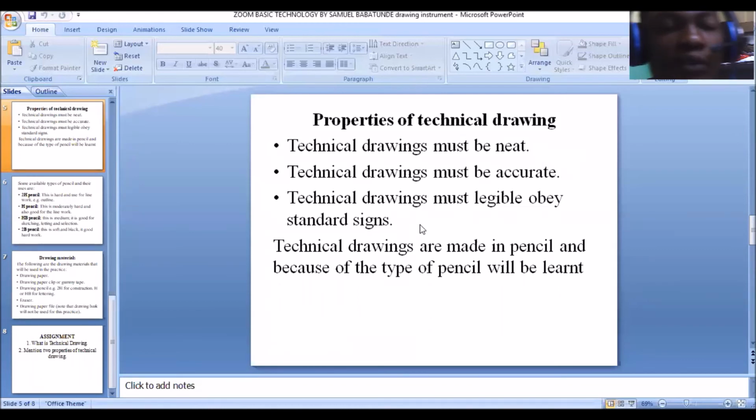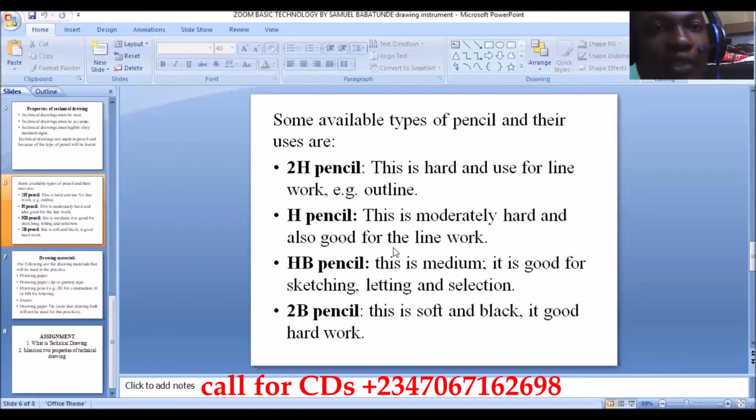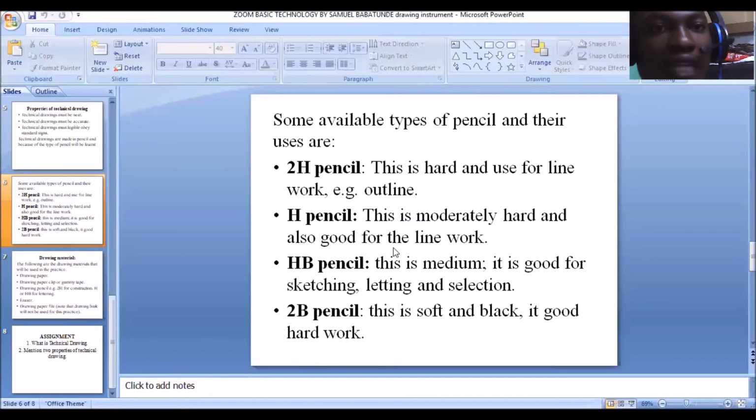And like we know, we say technical drawings are actually made with pencils. And it is important we know the various pencils that are being used for technical drawing. And these pencils have been graded from the hardest to the softest. And the first we have here is a 2H pencil, which I say is the hardest pencil, and it's used mainly for construction, to make outline for line work.